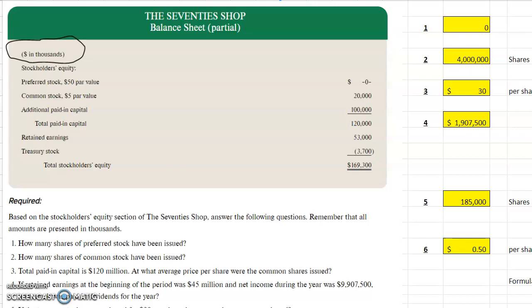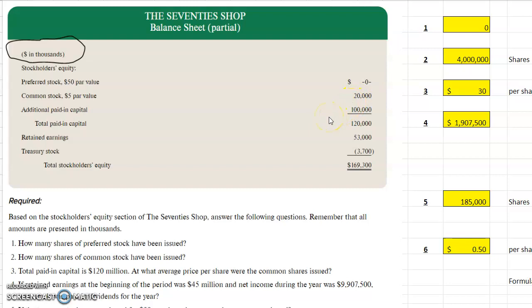Please be careful with this in the problems because it's often going to say in thousands or in millions. So make sure that you are aware of that, because if you put in all the zeros, Connect is going to mark it wrong. Okay, so first question, how many shares of preferred stock have been issued? Well, we look at preferred stock here and the balance is 0. So that means they have not sold any. So the answer is 0.